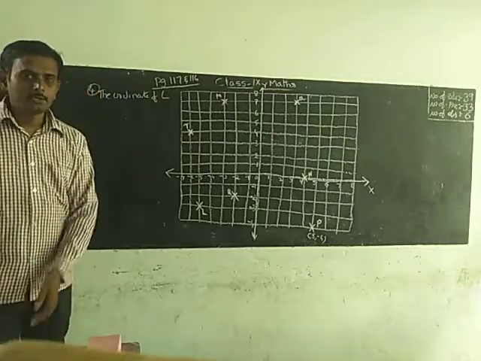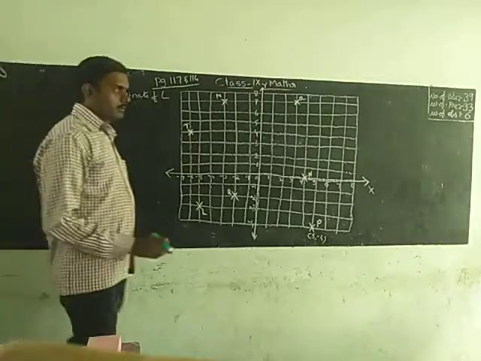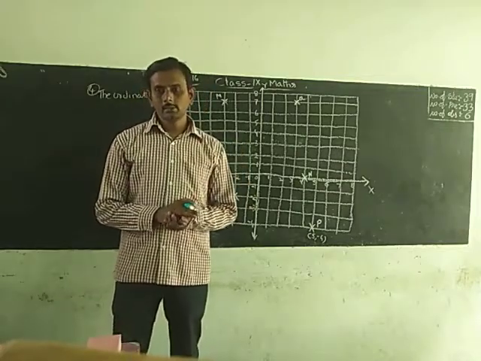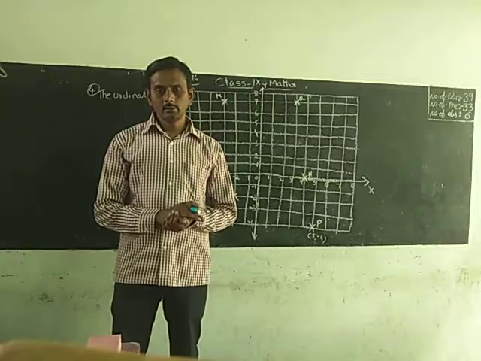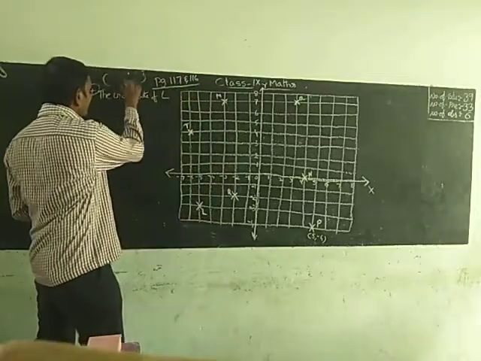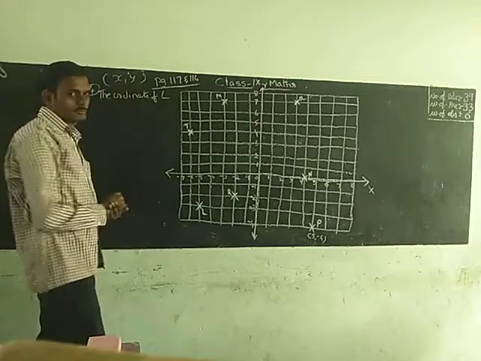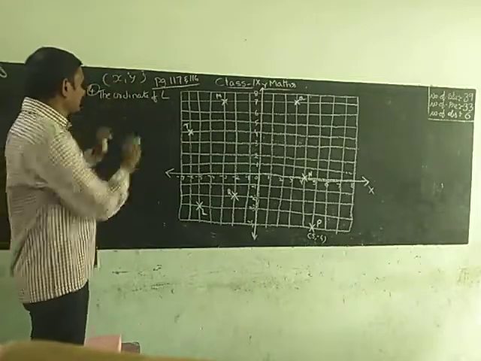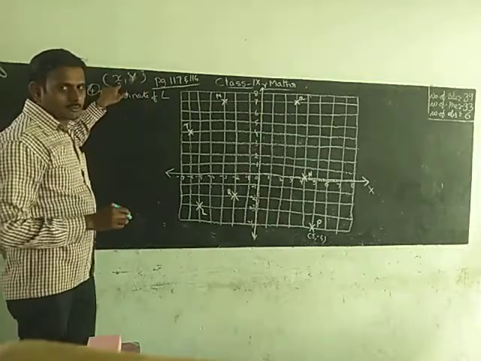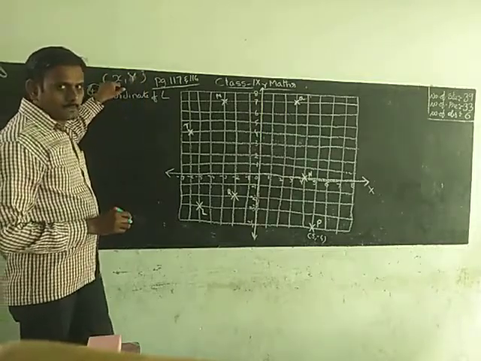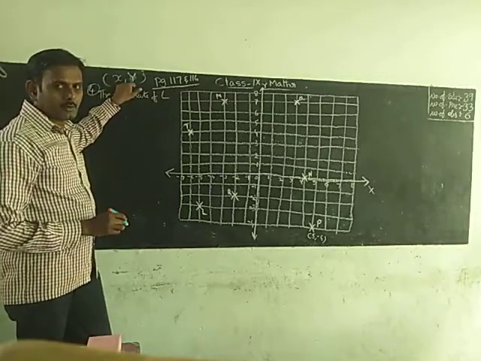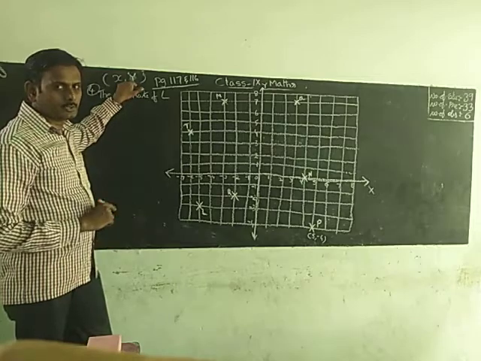What is the ordinate? We already know. Whenever an ordered pair is given to you, the first number is called the abscissa and the second number is called the ordinate. In an ordered pair, in a small bracket, the X, Y values are given to you. The X value is called the abscissa, and the Y value is called the ordinate.